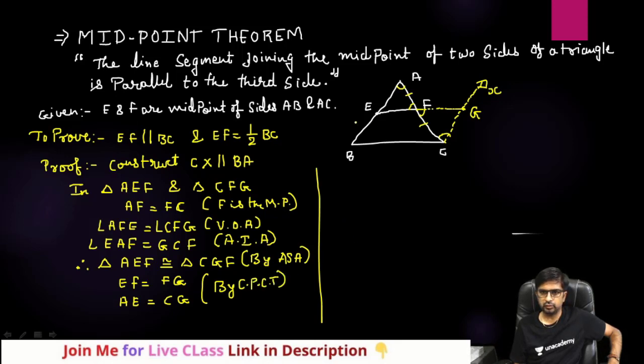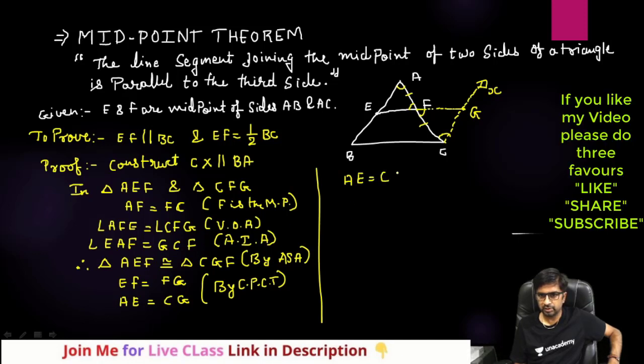Okay. Now we need to prove this is a parallelogram. So AE equals CG. AE equals CG, already we proved. Now instead of AE, these two are also equal because E is the midpoint. E is the midpoint, so these two parts are also equal. So can I write BE equals CG? Since you can write AE equals EB by midpoint. So now we got these two sides are equal.